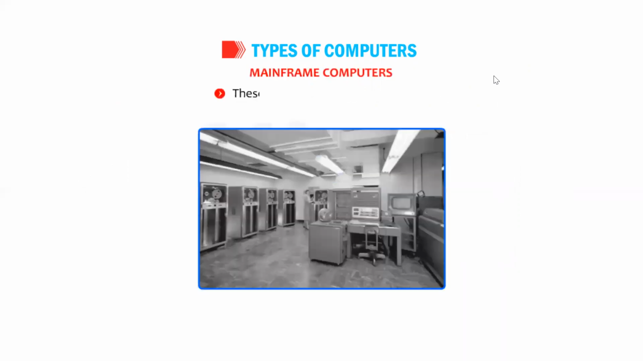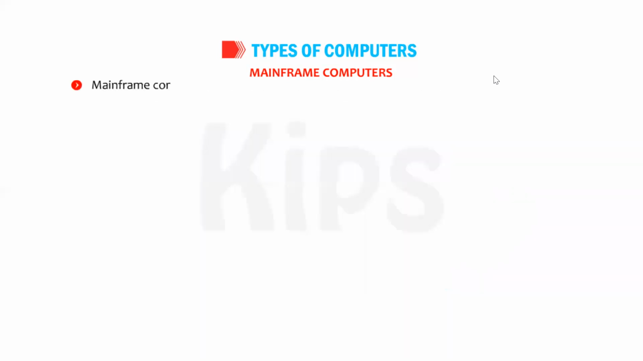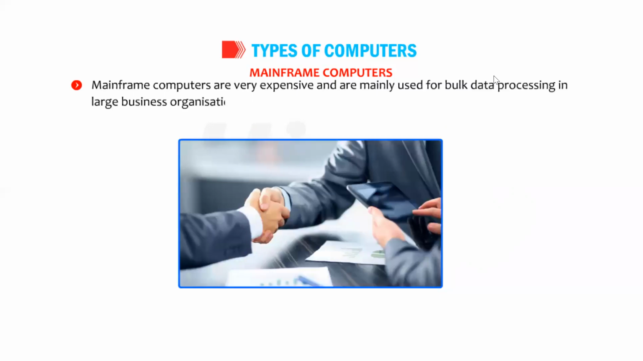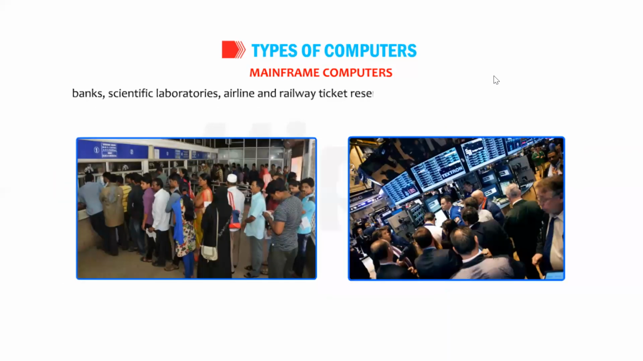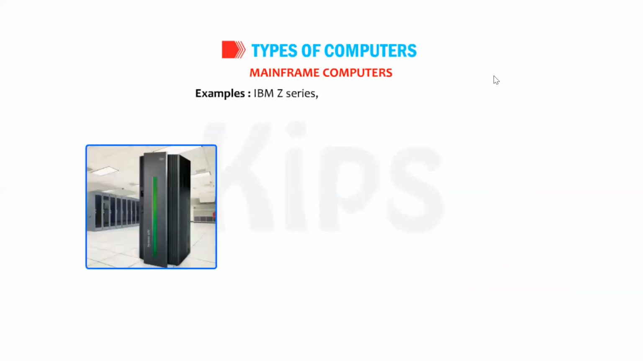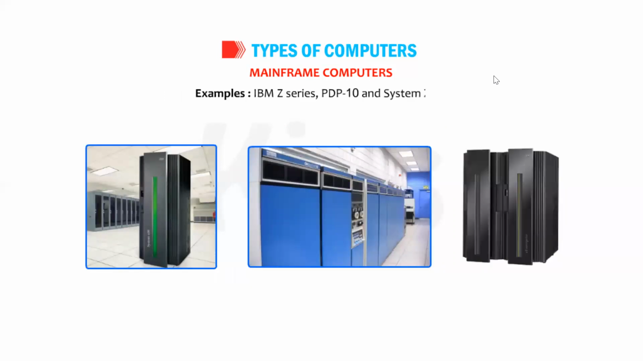Mainframe computers. These computers are very powerful. They are big in size with a large memory and high speed. They are designed to tackle huge amount of data. More than 100 users can use a mainframe computer simultaneously. These computers are used in a networked environment. Mainframe computers are very expensive and are mainly used for bulk data processing in large business organizations, universities, banks, scientific laboratories, airline and railway ticket reservations, stock exchange markets, etc. For example, IBM Z series, PDP-10 and System Z10.